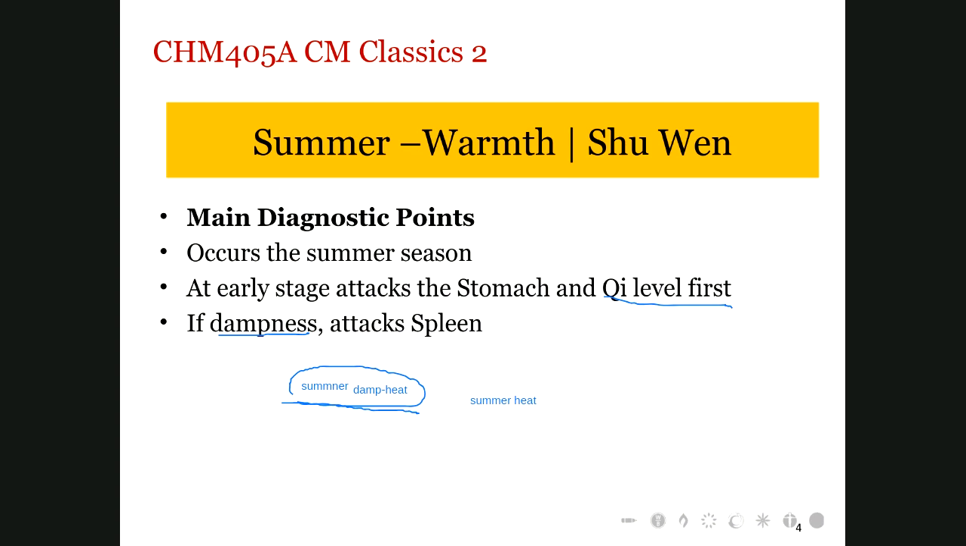But for summer heat, it's a maximum heat with very fast transmission, and they can go to the qi level straight away. Does it help understanding the difference between summer damp heat and summer heat as causes of summer worms, in regard to clinical manifestations?